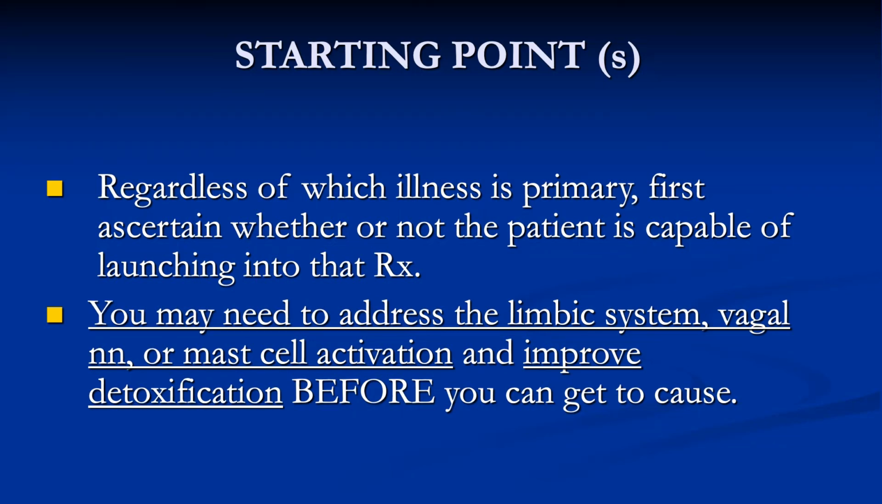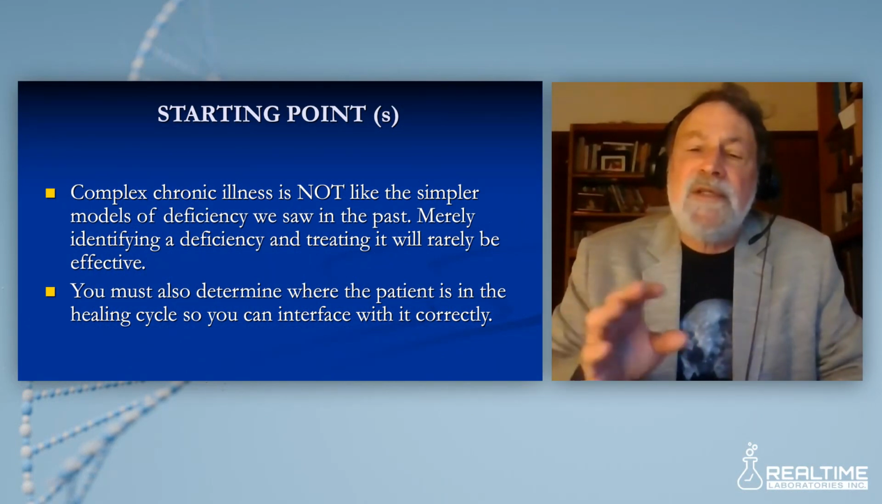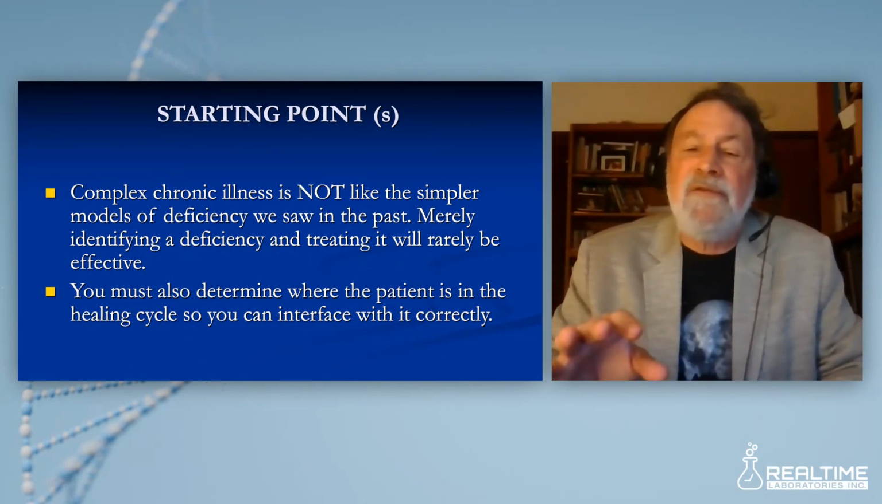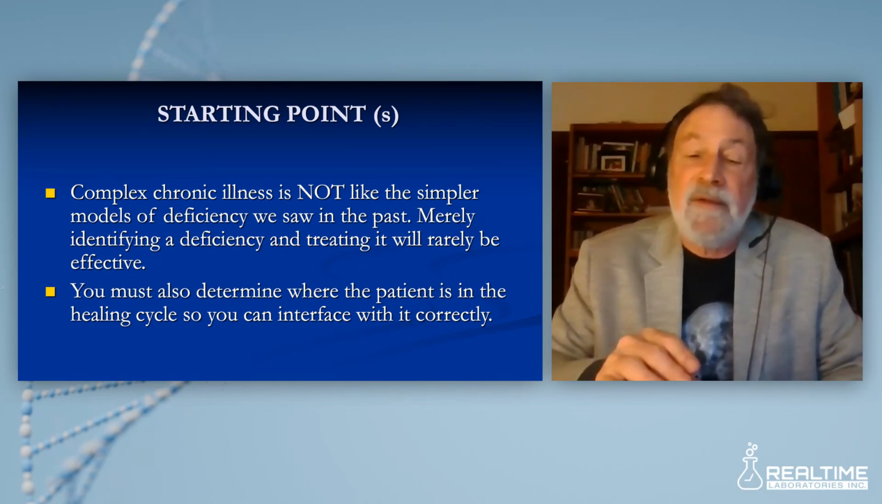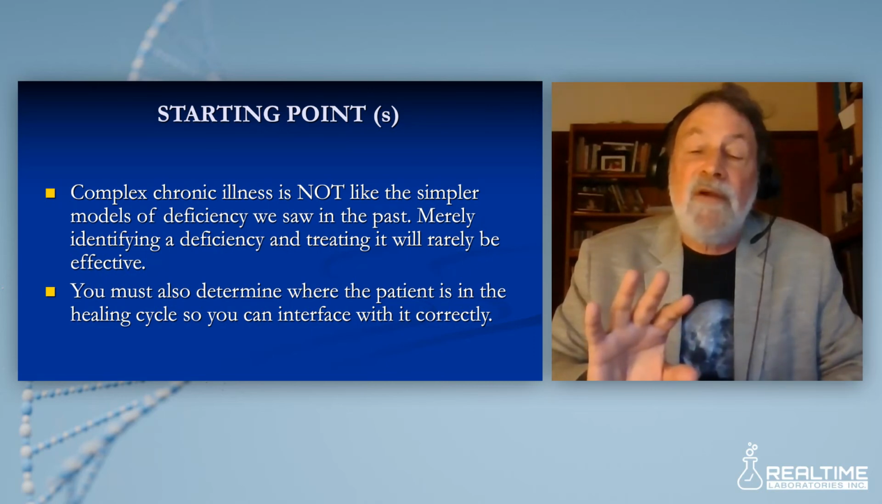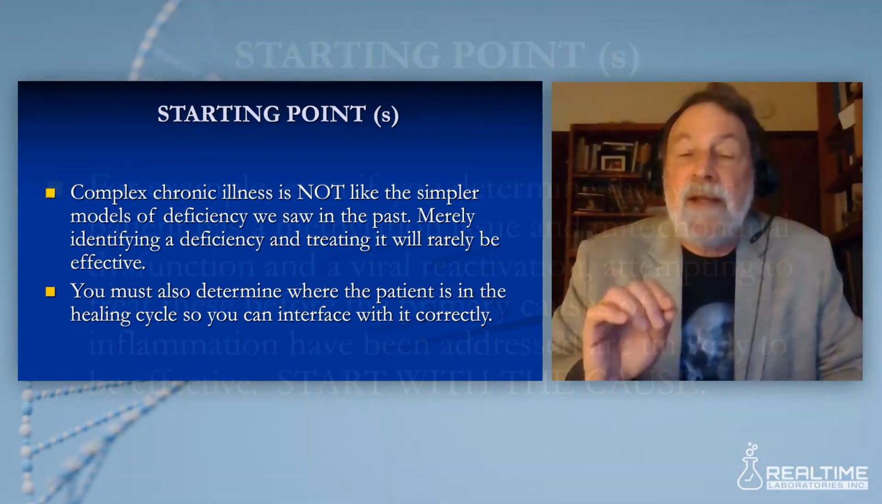Regardless of which illness is primary, first figure out how sensitive your patient is, because you may need to address the limbic, vagal, or mast cell system before you even start to work on the mold. Complex illness is not like the simple models of deficiency we saw in the past. Just merely identifying a deficiency and treating it will rarely be effective. Okay? You need to figure out where the patient is in the healing cycle to interface with it correctly.